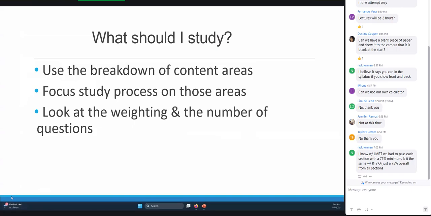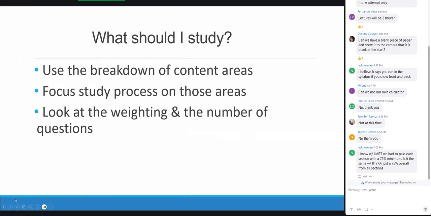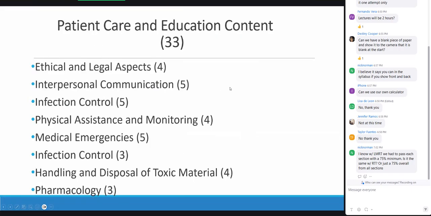So with our, sorry, patient care, there are only 33 questions and they break down in this fashion here. 4 of the questions will be over legal and ethical aspects, 5 over interpersonal communications, 5 over infection control, 4 over physical assistance and monitoring, 5 over medical emergencies, 3 over infection control, handling and disposal of toxic materials will be covered in 4 questions and only 3 questions in pharmacology.